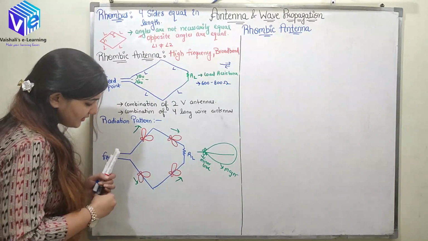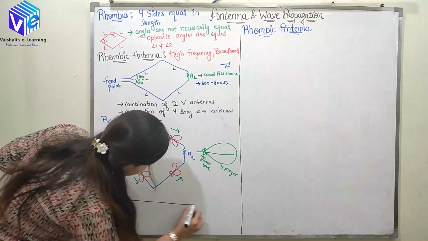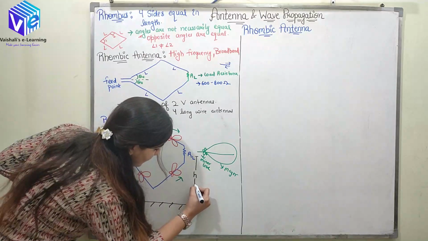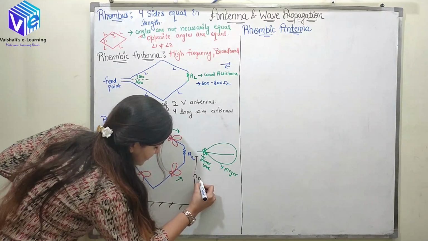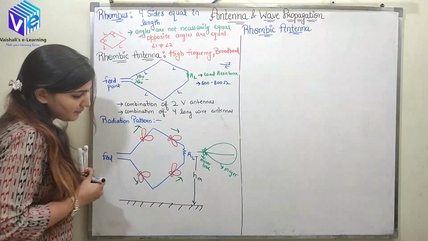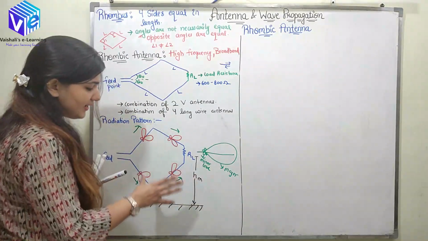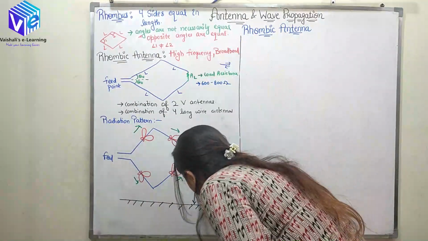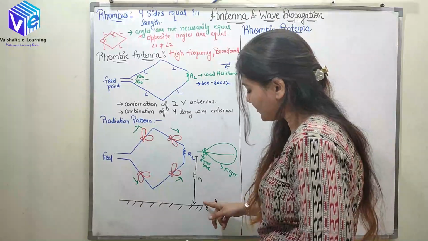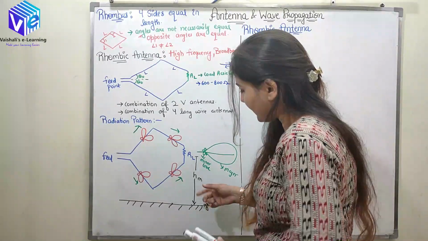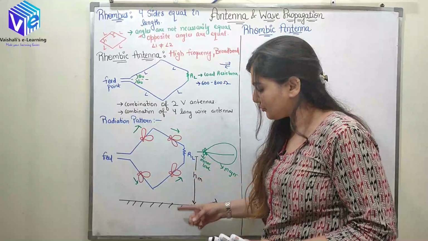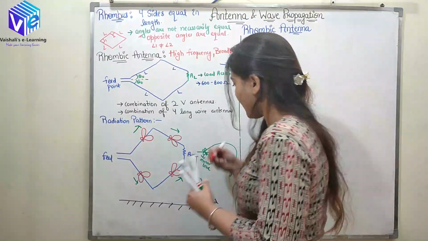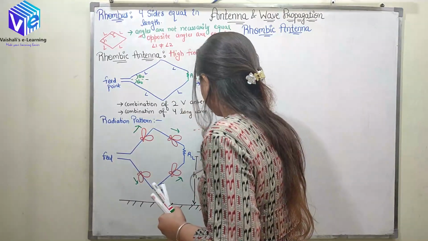Now there is another case when the ground is present near the rhombic antenna. So this is the ground. Let's suppose this is the height of the rhombic antenna, HM. I am taking it as the minimum height, and I am supposing my rhombic antenna is very close to the ground. Whenever my rhombic antenna is very close to the ground, the radiation pattern would change due to the effect of ground on the rhombic antenna. The changed radiation pattern would be somewhat like this.